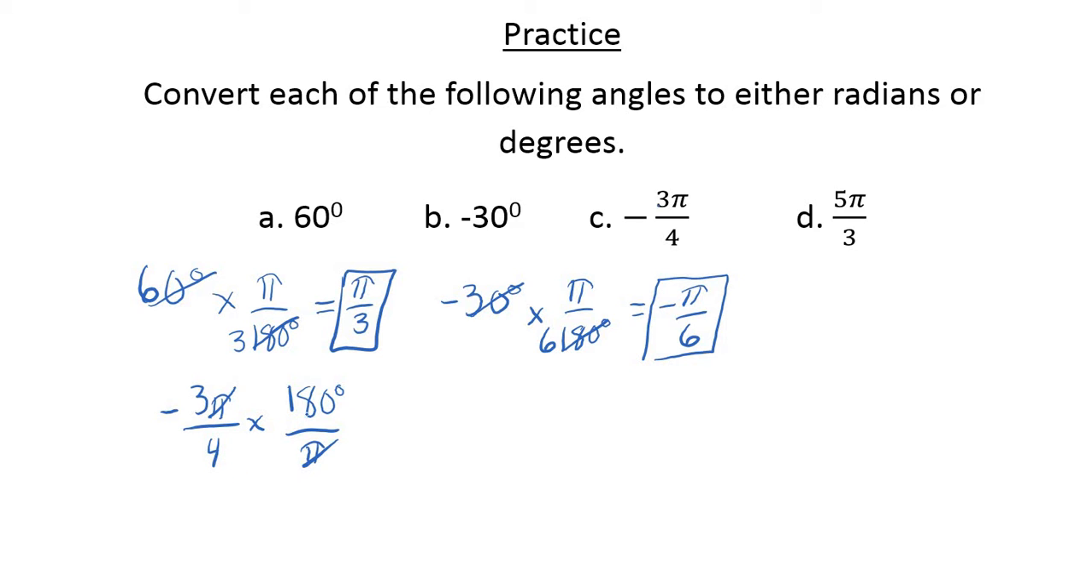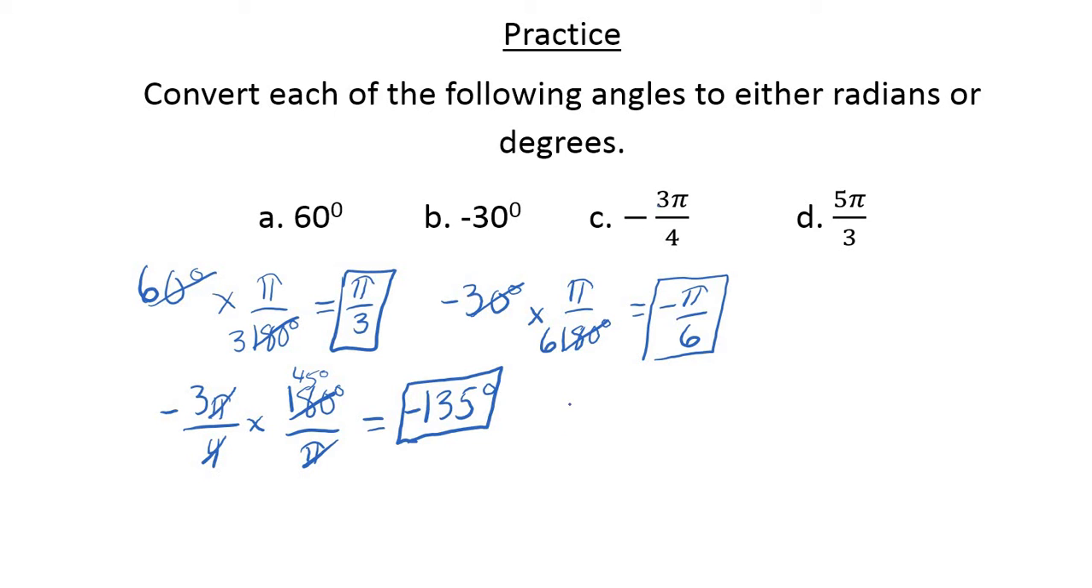So 4 will go into 18 4 times, and we'd have 20 left over. So that's 45 degrees. Negative 3 times 45. So what do we get? 120, so that's 135. So negative 135 degrees for this. And of course you can go plug these in your calculator, right? You don't have to just work your way through that. I'm just trying to show you here on this video.